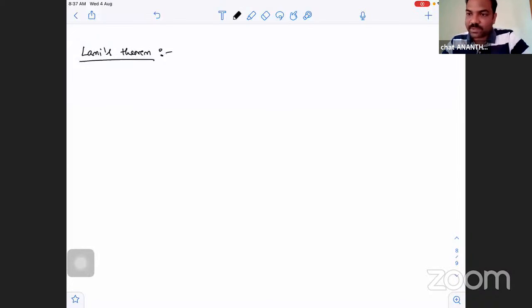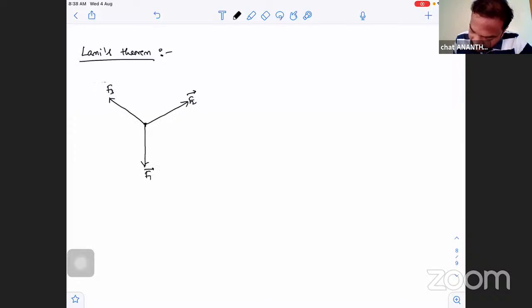When they have given a question related to equilibrium, then you can use Lami's theorem. So what is Lami's theorem? Let us say that there are three forces acting, F1, F2, or you can say F1 bar, F2 bar, and this is F3 bar. These are the three vectors, with angles, let us say this is alpha, and this is beta, and this is gamma. These are the angles between the vectors.